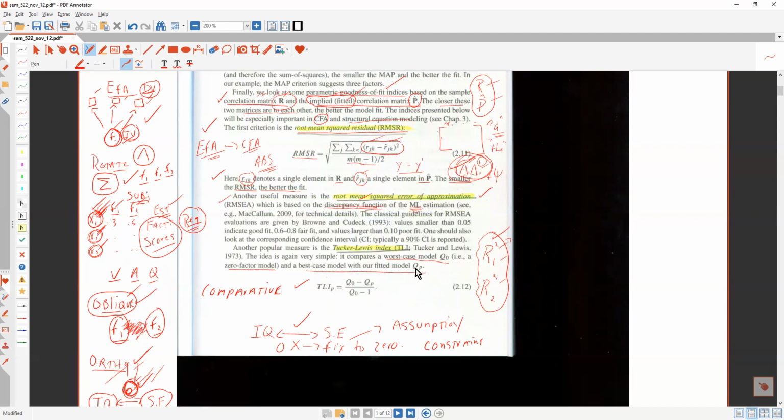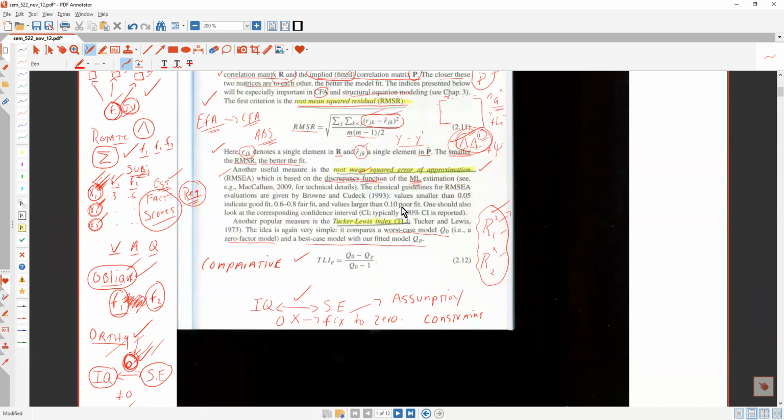We get to this model fit over here. This is the Tucker-Lewis index. And you can think of it as a comparative fit index. Now, why is it comparative? Well, it's comparing the model to a worst case model where you have a zero factor model and a best case with our fitted model. And it has a denominator here, but the important part is that it's looking at the discrepancy relative to the worst case and then the best case.